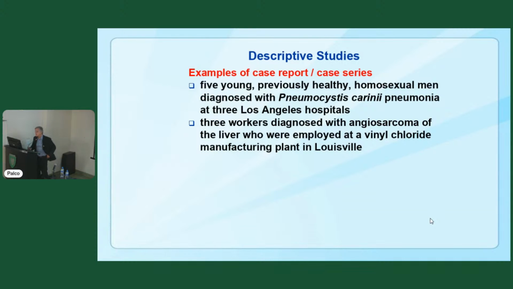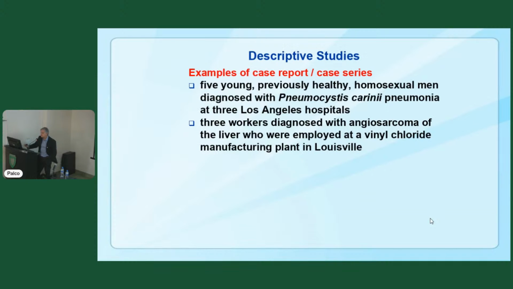Example of a case report: 5 young, previously healthy homosexual men. I mentioned this to you with Spinoza, Carini, or Kaposi. Actually, I got confused. Kaposi was also published as a case series. The Pneumocystis carinii is the one that was published as a case first report. But you can read that.